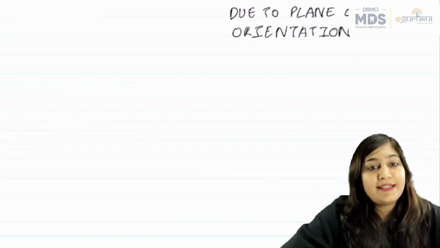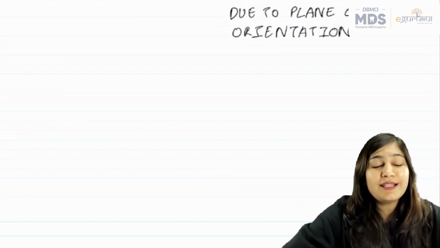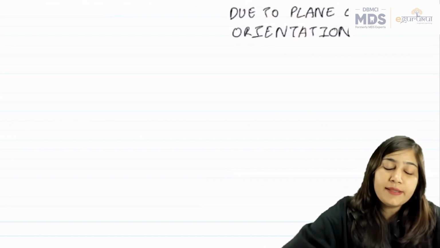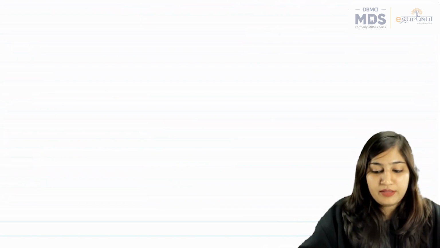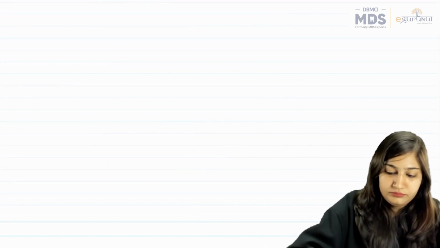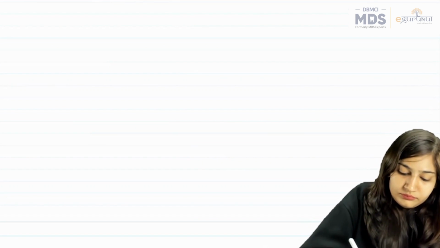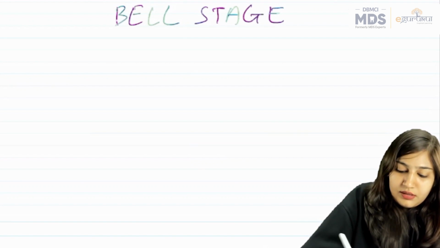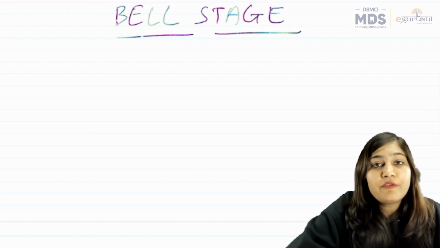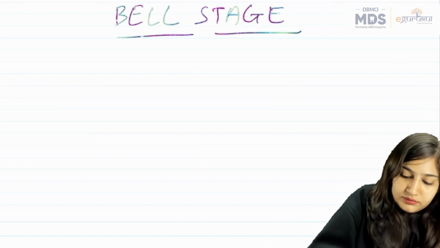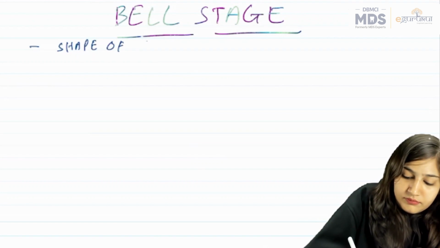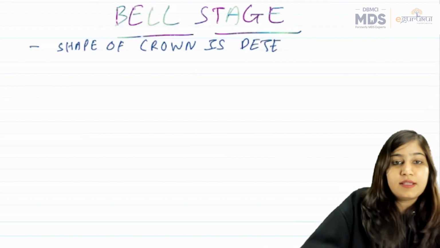Coming to the next stage, which is Bell stage. Bell stage has two divisions. What are the two divisions? Early Bell stage and advanced Bell stage. During the Bell stage, the shape of the crown is determined.